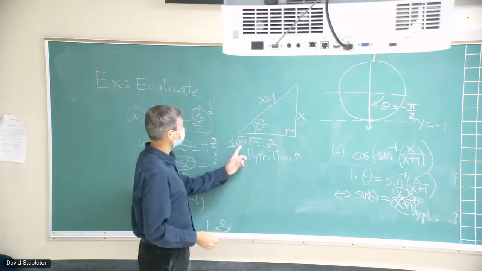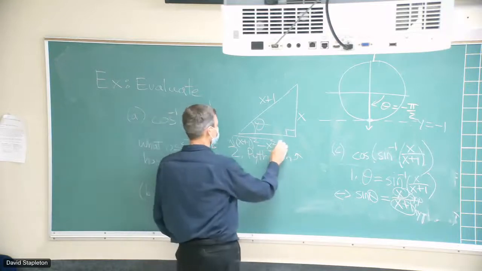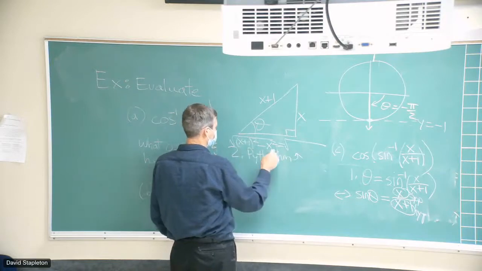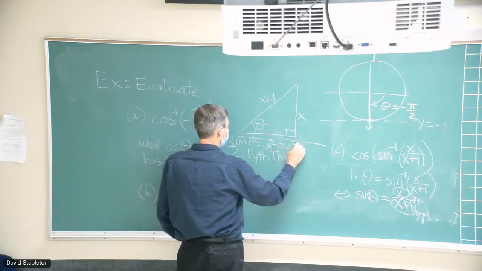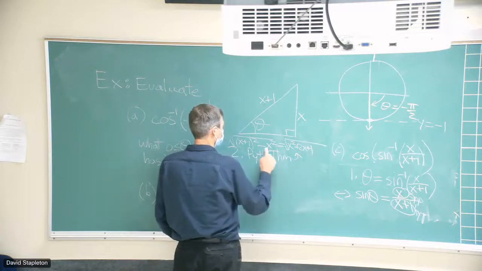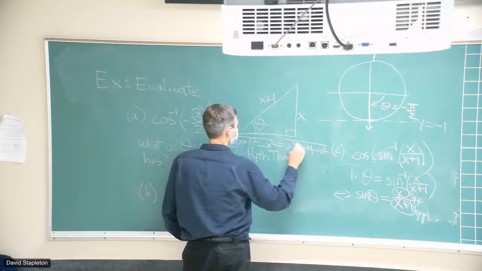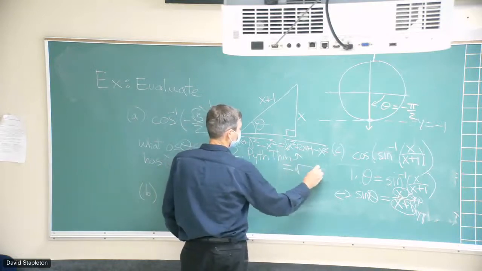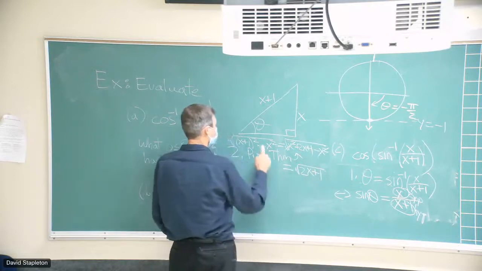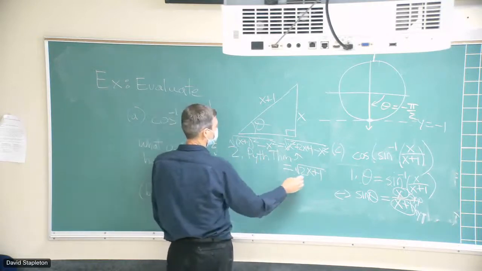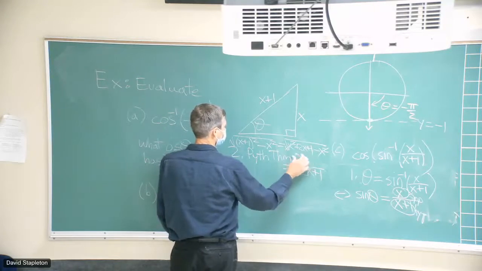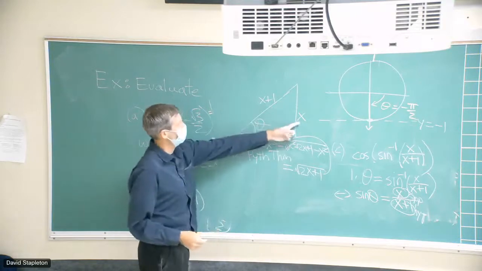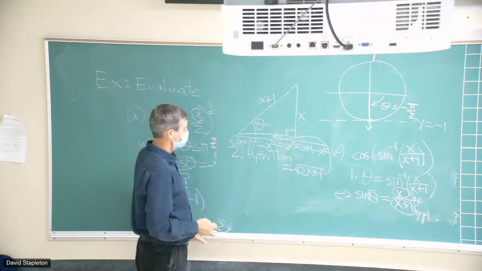Okay. Square root of (x plus 1) squared minus x squared. What is that? It reduces, right? This is the square root of x squared plus 2x plus 1, if you FOIL this out. It's not x squared plus 1 squared. It's x squared plus 2x plus 1. And then minus x squared. Oh, they cancel. This side is the square root of 2x plus 1. Right? The square root of the hypotenuse squared minus the leg squared is the other leg: square root of 2x plus 1.